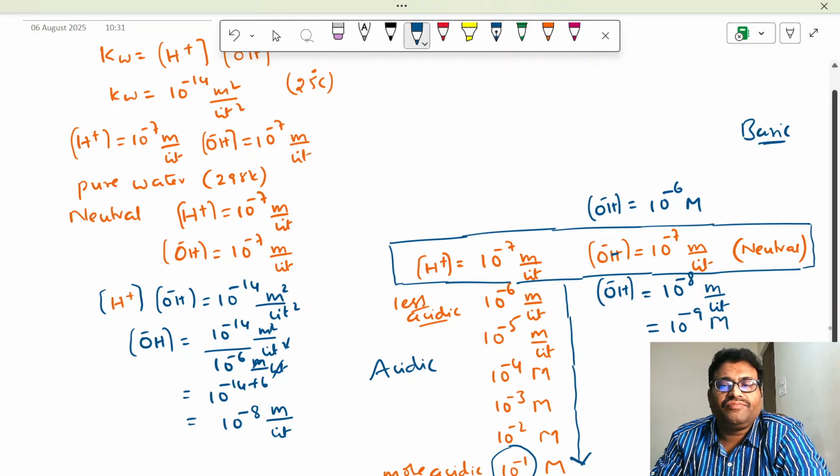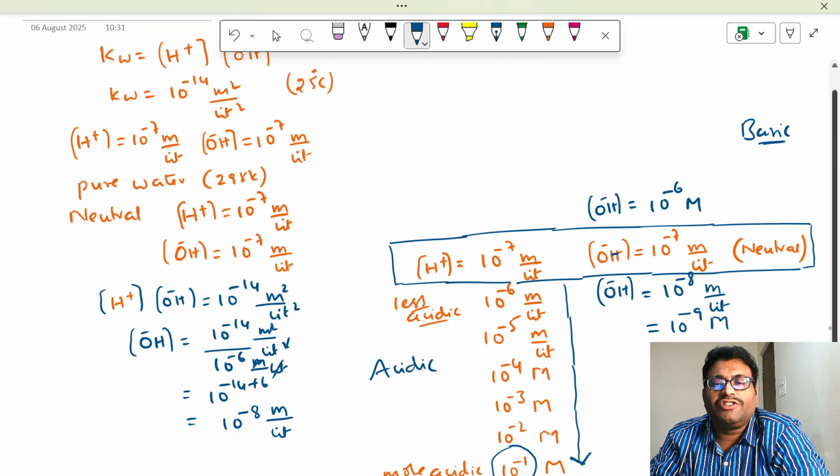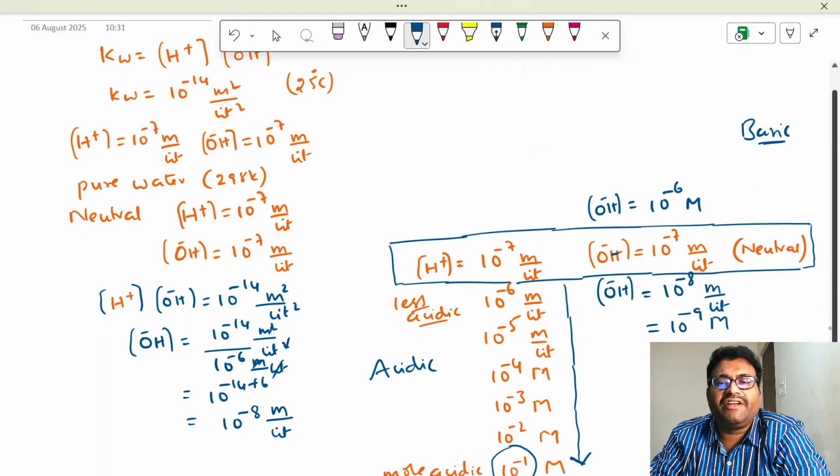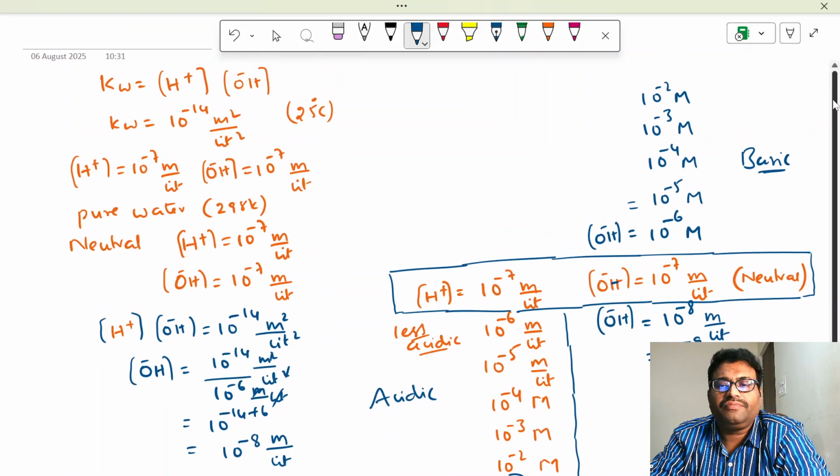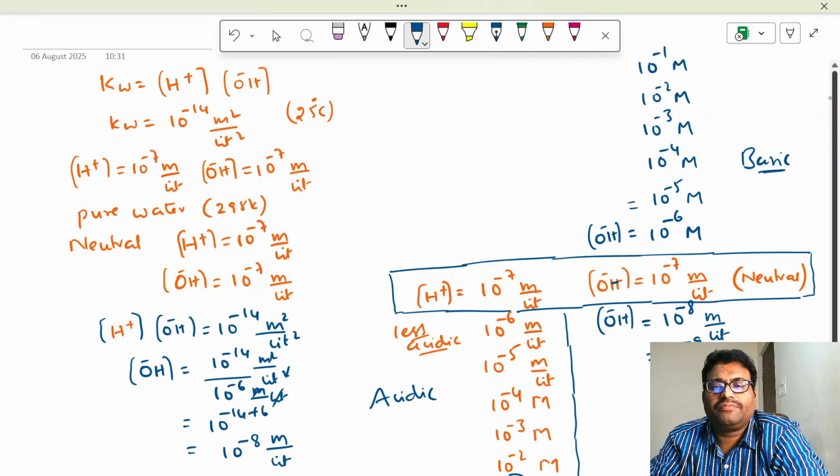Okay. In the same way, now what we are doing, OH minus ion concentration we are increasing. So 10 power minus 6 is greater than 10 power minus 7. In the same way, 10 power minus 5 is greater than 10 power minus 6. 10 power minus 4 is greater than 10 power minus 5. 10 power minus 3 is greater than 10 power minus 4. 10 power minus 2 is greater than 10 power minus 3. 10 power minus 1 is greater than 10 power minus 2. Okay, in that way.